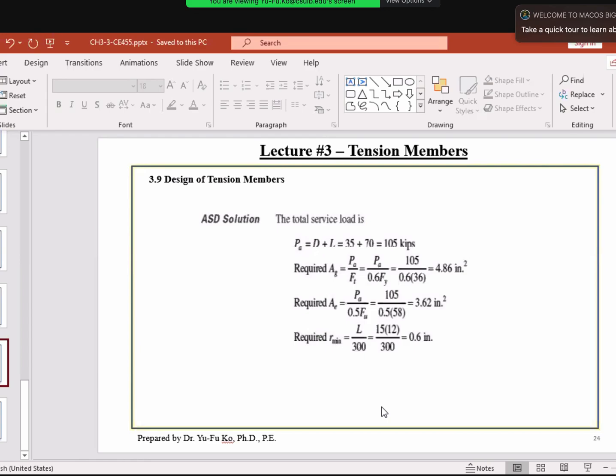So find the smallest gross area though. You like choosing the smallest thickness then? The same thing. Yeah. Okay.